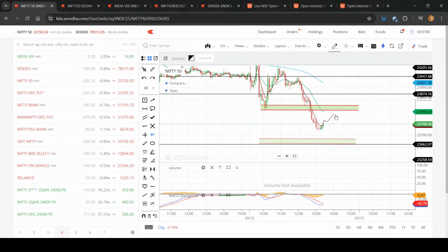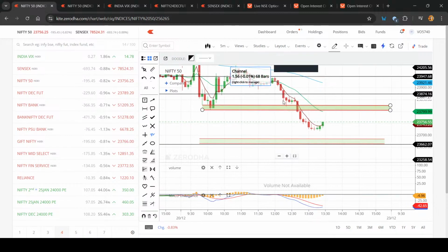But I'm expecting that if some such move comes, then we can see a continuation, right? Let's see, this candle is also very crucial, because the market is making a round kind of recovery here. So if this thing happens, we'll see, right? So 23,750 technically should have been a resistance point.